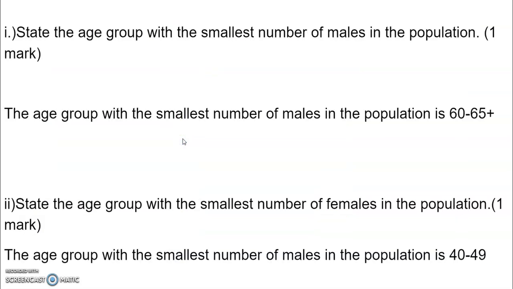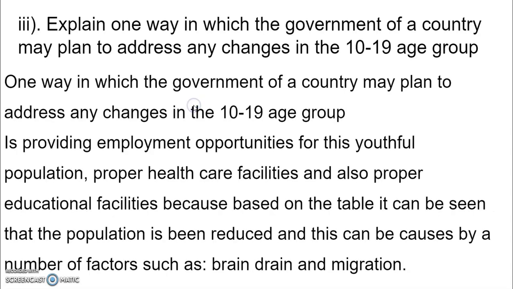Based on the table, state the age group with the smallest number of males in the population. You can go back to the table and look at this answer. The age group with the smallest number of males in the population is 60 to 65 and over. State the age group with the smallest number of females in the population. Based on the table, it is the age group 40 to 49 years.